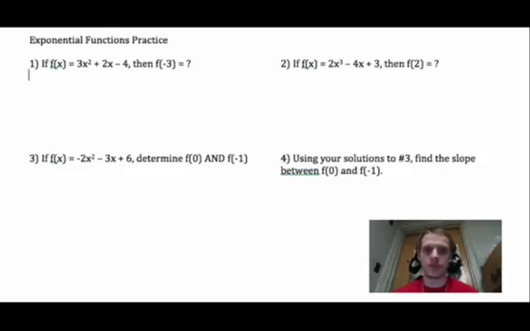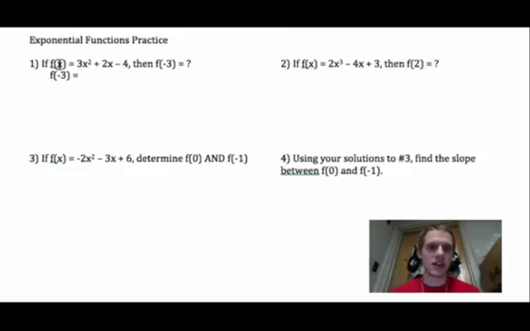Let's work these out. Taking a look at number 1, we've got this function f of x equals 3x squared plus 2x minus 4. And you're asked, well, what's f of negative 3 equal? So the first step, just like any equation, is you want to substitute that value. So what does f of negative 3 equal?